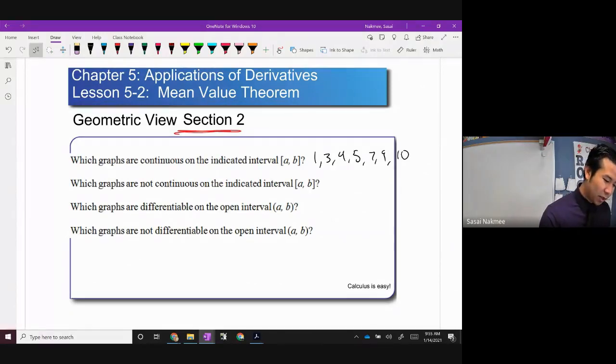That leaves me with the ones that were not continuous: 2, 6, 8 are the ones that were not continuous on that interval that was given there.